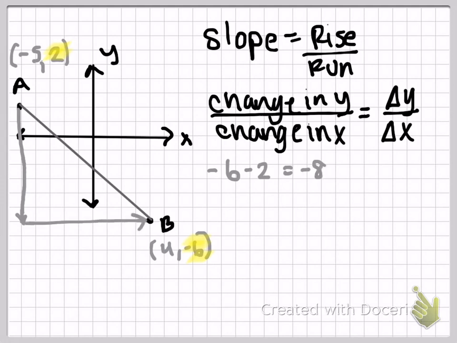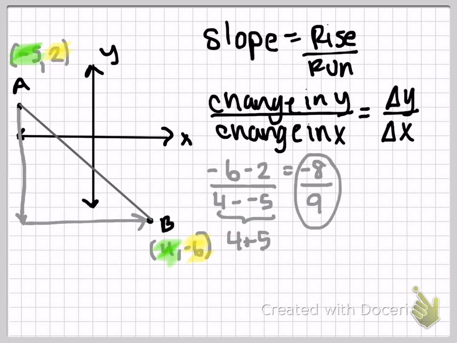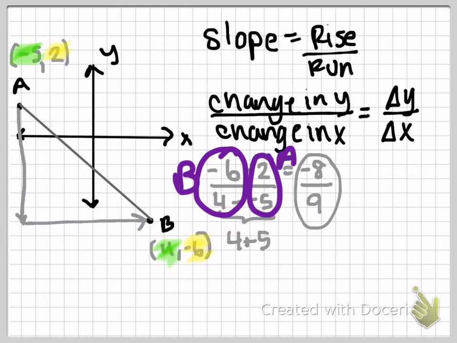Then I look at my change in x, the numbers that represent x in my ordered pair. I get 4 minus negative 5. Well, 4 minus negative 5 is the same thing as 4 plus 5, so I get 9. My final answer on this one is negative 8 over 9. And see, this time I did point B first, and then I did point A. But as long as the numbers are matched up together correctly, then it's fine.